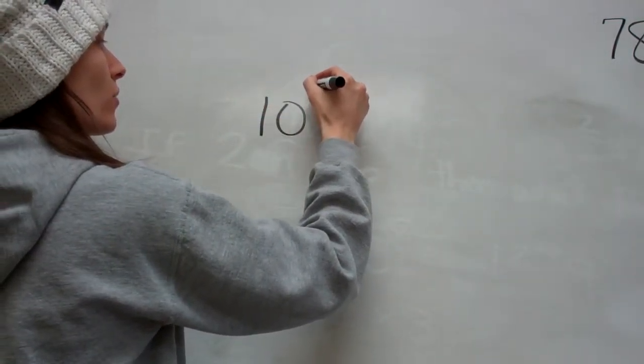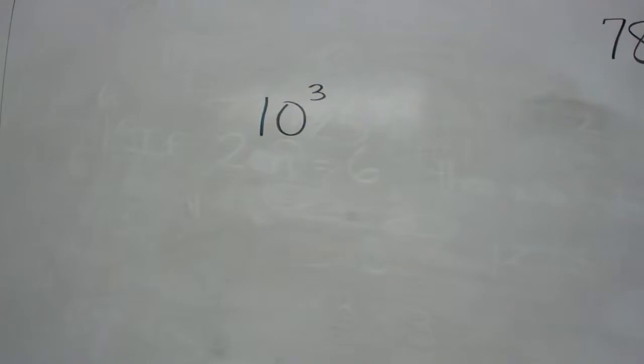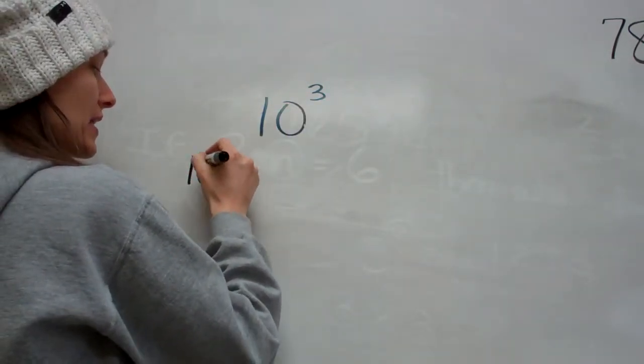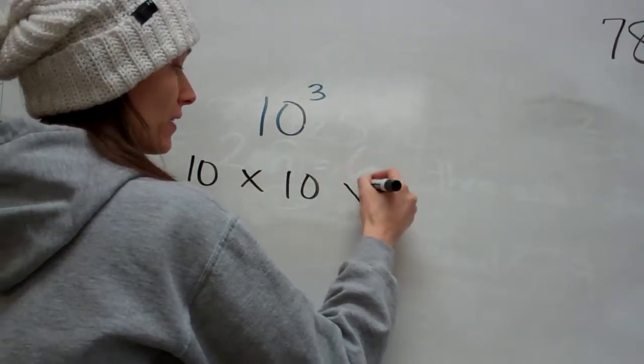What would this mean? Okay. 10 times 10 times 10, that's not 30, that's 10 plus 10 plus 10. Oh, right. It's 1,000. Okay, so this 10 to the 3rd power means 10 times 10 times 10, and it's 1,000.